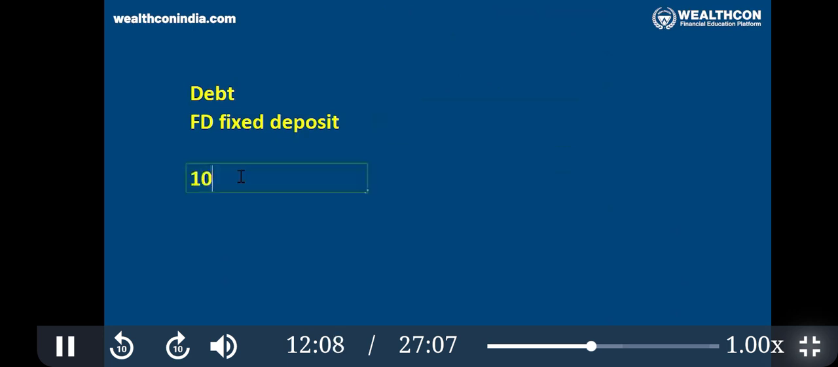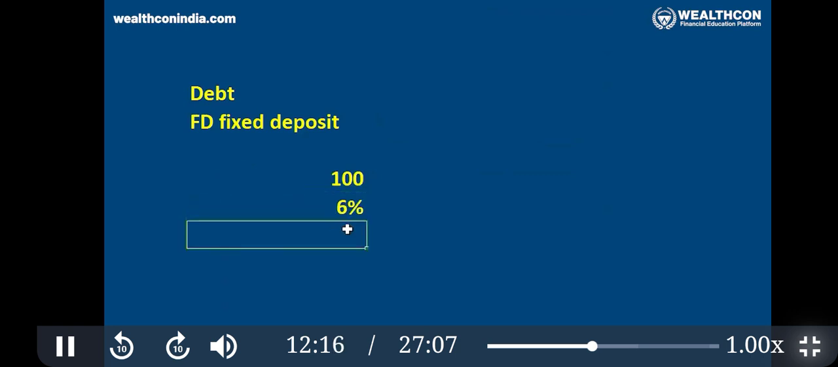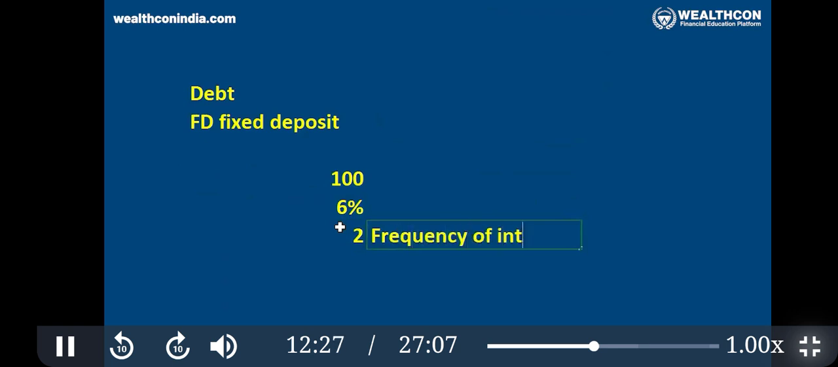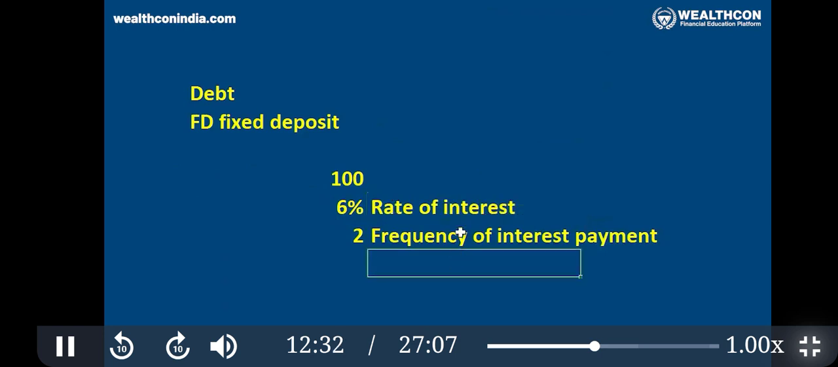So understand the simple debt product, FD. If you invest 100 rupees, the bank says that we will give you 6% return per year, and that we will credit that interest 2 times a year. We will call this the frequency of interest payment. This is the rate of interest, the nominal rate of interest. The effective rate of interest may be a little higher because you are getting a return every 6 months. If it is given quarterly, it will be still higher.